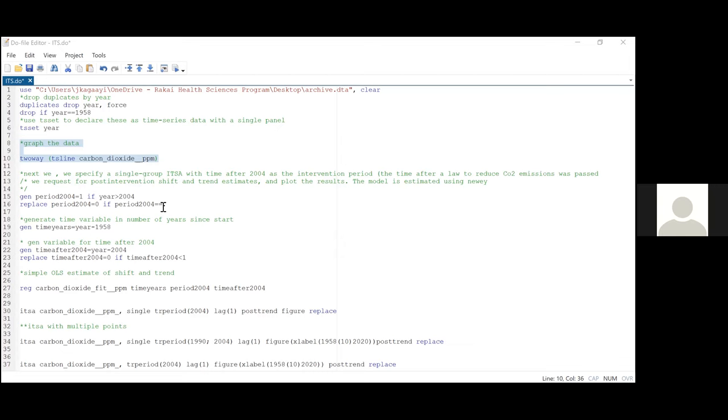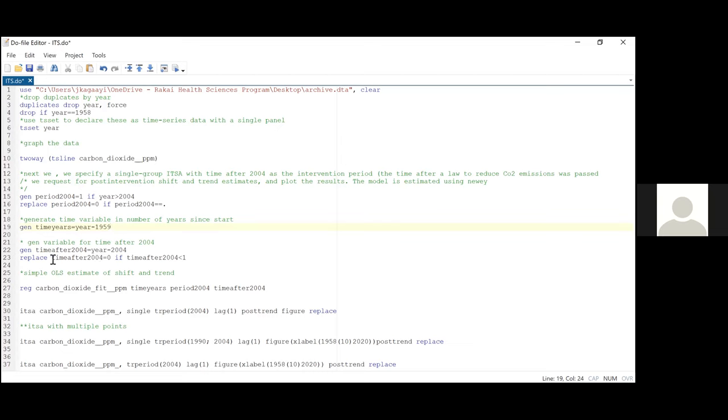And then the period before that becomes the pre-intervention period. Then we can generate this time variable. This time variable is the time starting at 59, not at 58, so year minus 1958. This is going to create a time variable running from zero onwards. And then we can even generate a time variable for time after 2004. We say time after 2004 is year minus this.